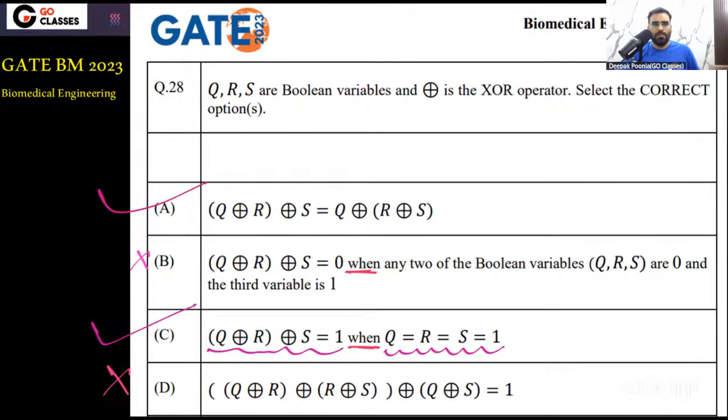So the answer will be AC. For this question, the answer will be AC. Okay, I hope you understood. Is this clear to everyone? Is this question clear?